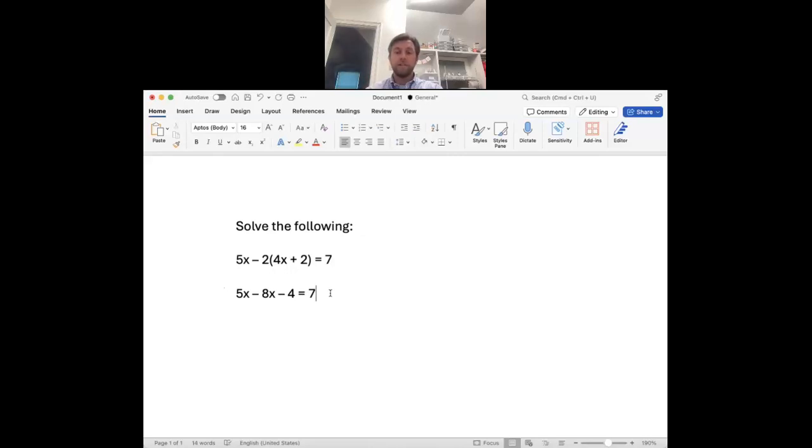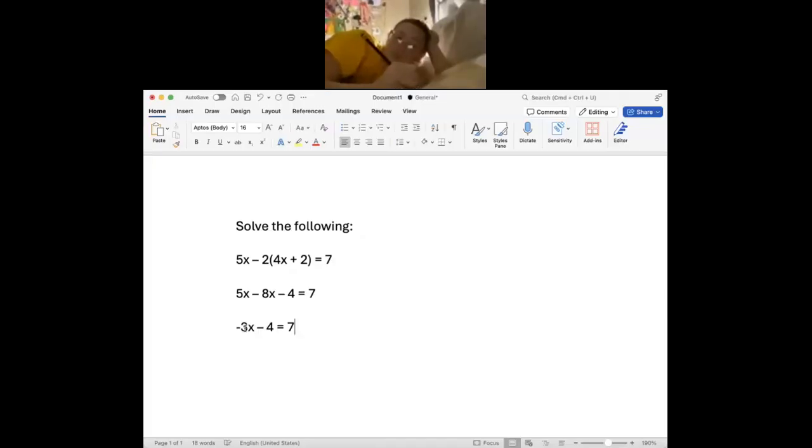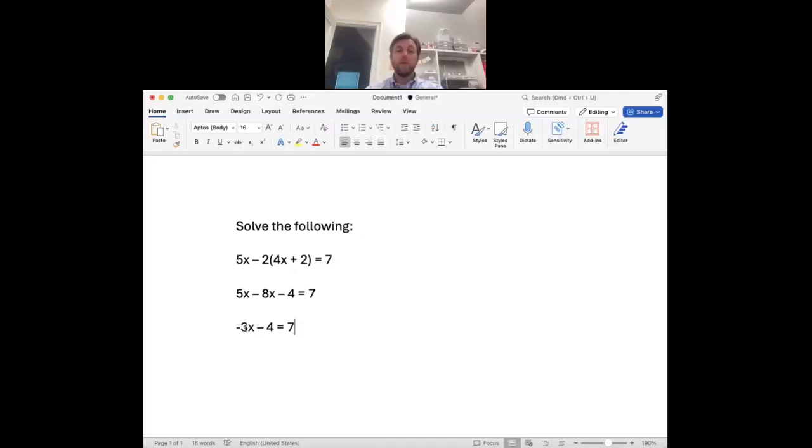You do 5x minus 8x. If they're on the same side of the equal sign, you can combine those terms. So what do I get when I combine the 5x minus 8x? Negative 3x. And then bring everything else down. Now what? You add 4 to the 7.